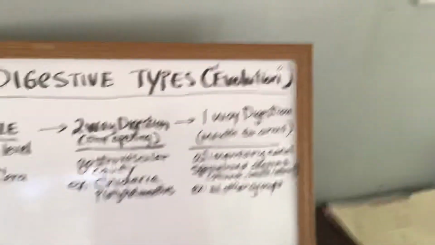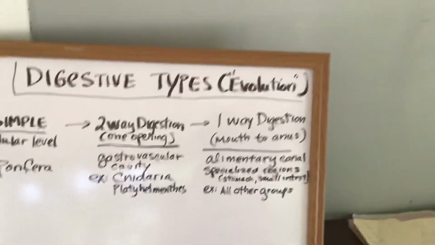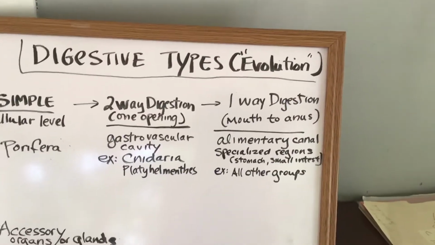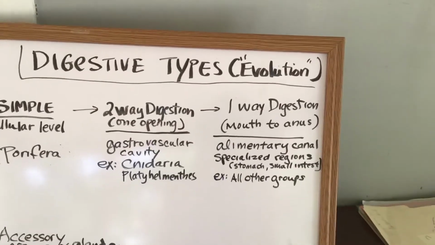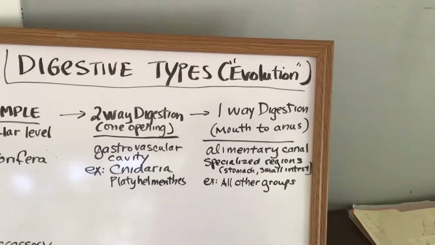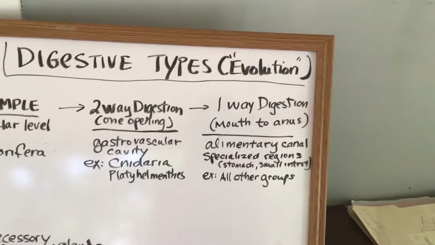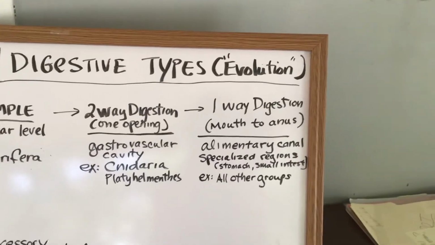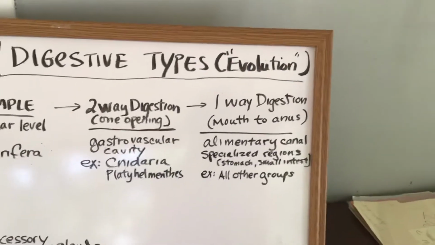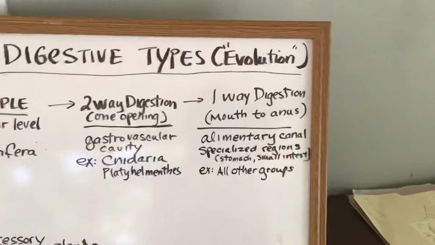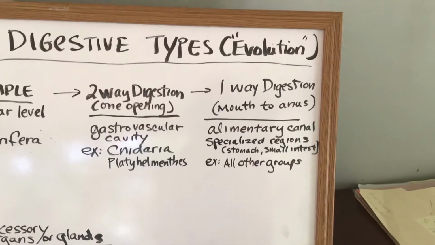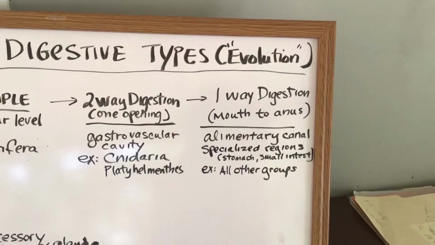And then the last way is one-way digestion, that is having a separate mouth and anus, or alimentary canal, where you start at one end and go out the other. Oftentimes even in simple organisms, they have specialized regions along the way, like a stomach, small intestines, or a crop or gizzard or something like that. Basically it's all the other groups, so most things that we've talked about actually have that way of digestion.